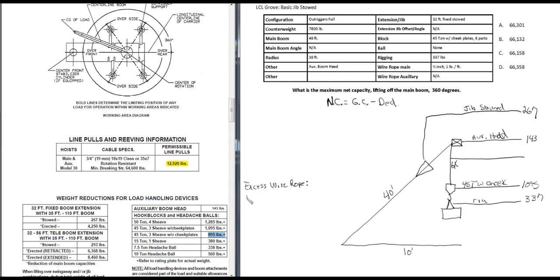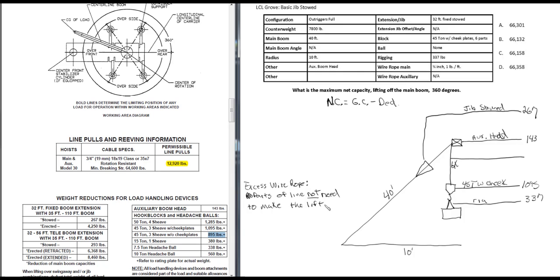Excess wire rope is parts of line not needed to make the lift. In other words, how many parts of wire rope do you need to make the lift? If you have any parts of wire rope beyond those parts, you deduct those. But you don't deduct the wire rope that's needed to make the lift.